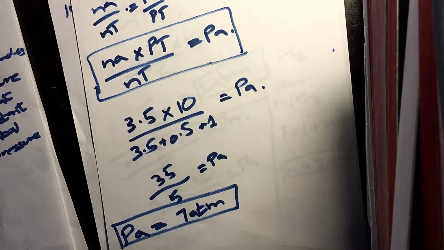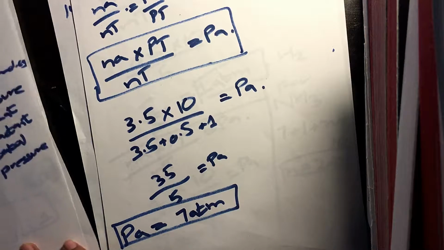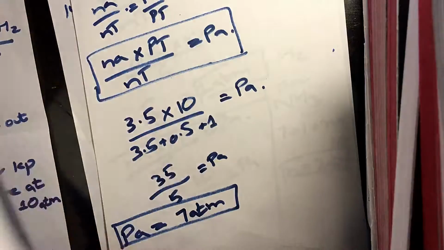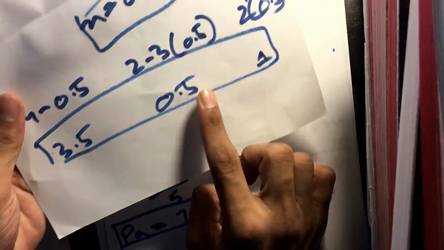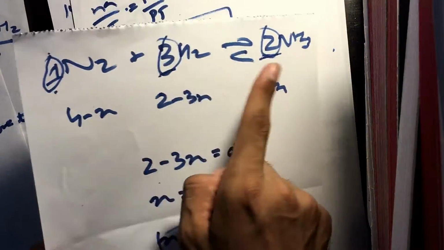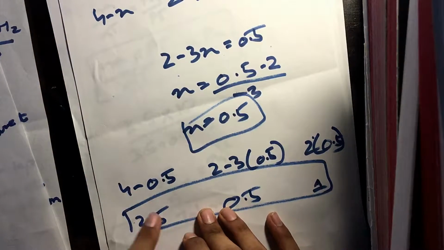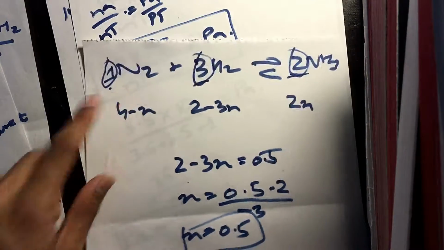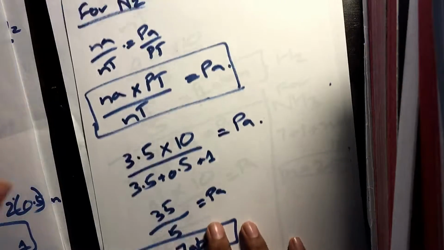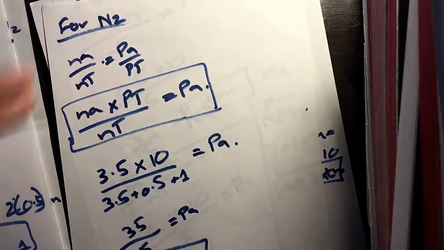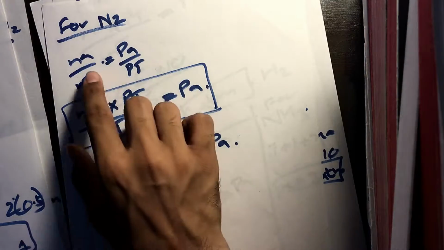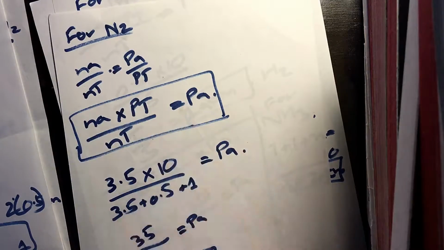Okay, so first we have to work out the individual pressures of each of them, and then we'll find out the value for Kp. We have the number of moles at equilibrium: 3.5, 0.5 and 1 of nitrogen, hydrogen and ammonia. So the number of moles of nitrogen at equilibrium is 3.5. We'll first work out the pressure of nitrogen. We'll use the formula and make Pa the subject because this is what we need to find.